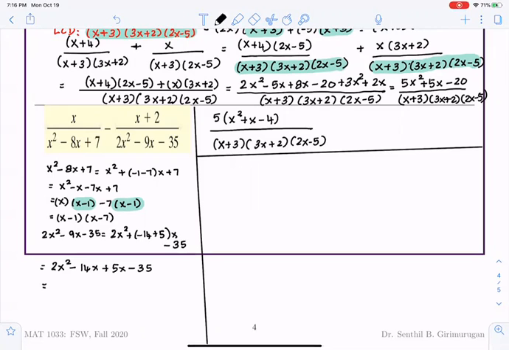In the first two terms, we have 2x in common. If I pull that out, I would have x minus 7. In the last two terms, I have 5 in common. If I pull that out, I have 5 times x minus 7. Now, x minus 7 is a common factor. So if I pull that out, I have 2x plus 5.